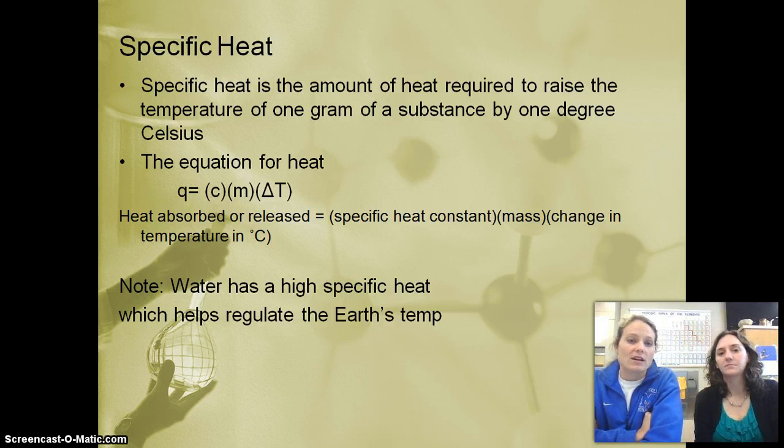Our little note as to why specific heat's important: water has a high specific heat, which helps regulate the Earth's temperature. So we don't get too warm, we don't get too cold, and all that fun stuff. If you think about how much of the Earth is actually water, that's what helps regulate our climates, our temperatures, so we don't have extremes. We like to think we have extremes in Ohio, but what are you going to do?